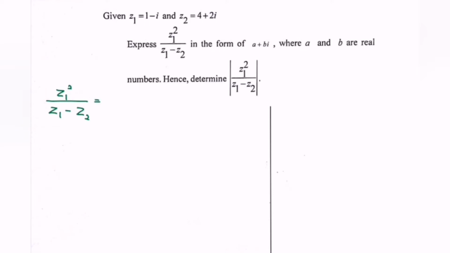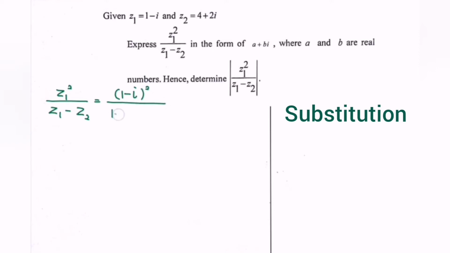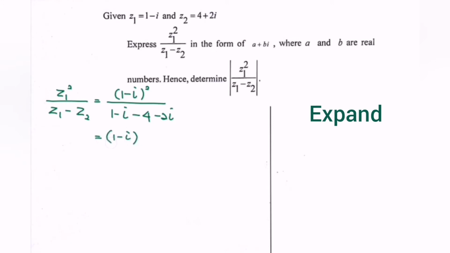First, we substitute z sub 1 and z sub 2. So we have (1 minus i) squared over 1 minus i minus z sub 2, where we have negative 4 and negative 2i. Next, we focus on the numerator, where we have to expand. So (1 minus i) squared over, we simplify the denominator, where we will have negative 3 minus 3i.